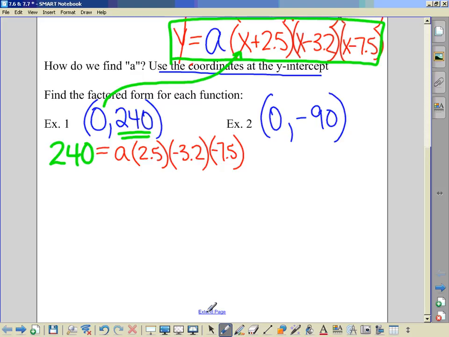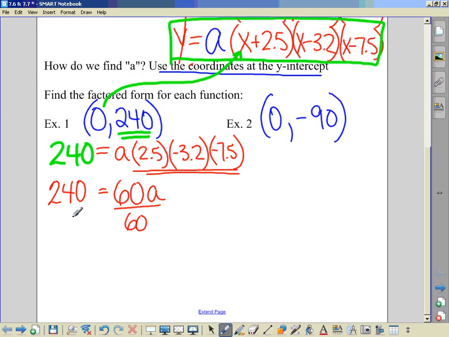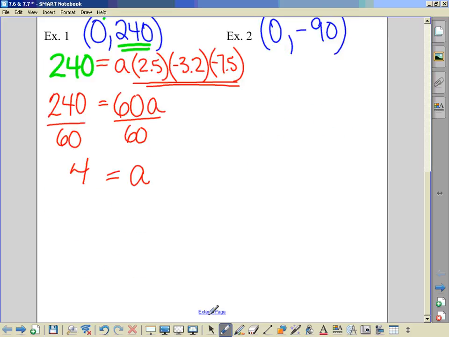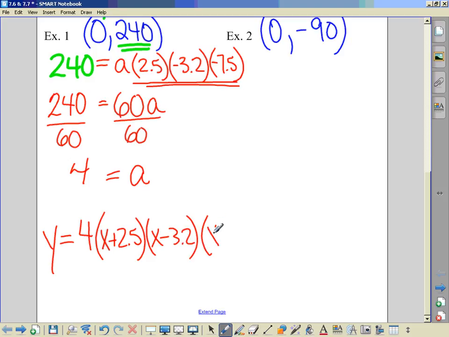So here we go. When you take 2.5 times negative 3.2 times negative 7.5, you get 60. So all this ends up equaling 60. a equals 240. We're going to solve for a by dividing both sides by 60. So a must be 4. So the equation that we have for example 1 is going to be y equals 4 times x plus 2.5 times x minus 3.2 times x minus 7.5.